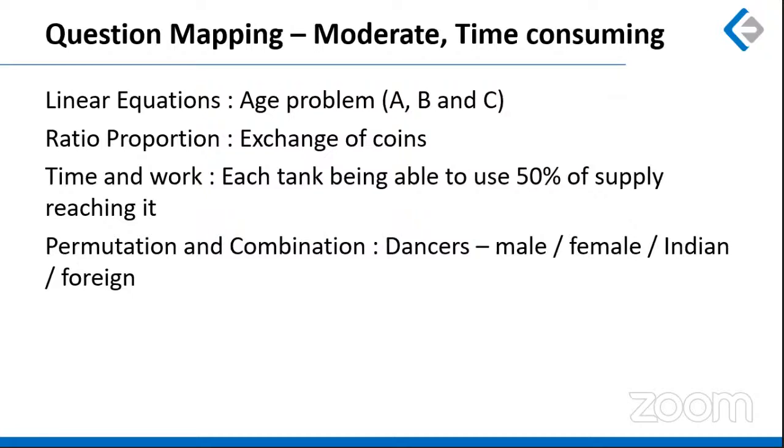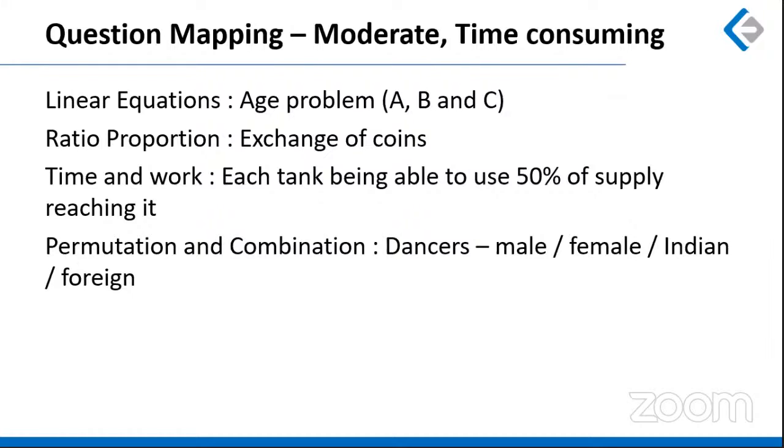Now, second tank, when it is receiving 256, it can only utilize 128. So that was the concept. On these lines, you have to solve the question. A next question was based on permutation and combination. Well, this was not exactly an application of PNC, but it was more related to counting.